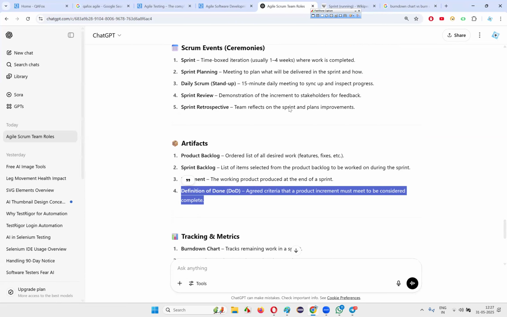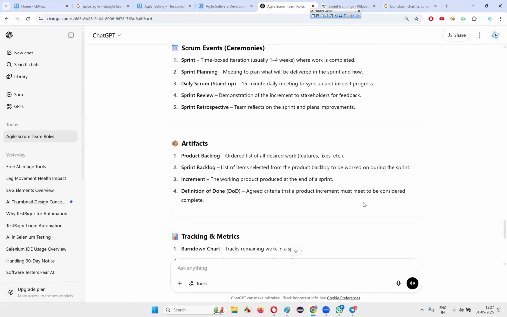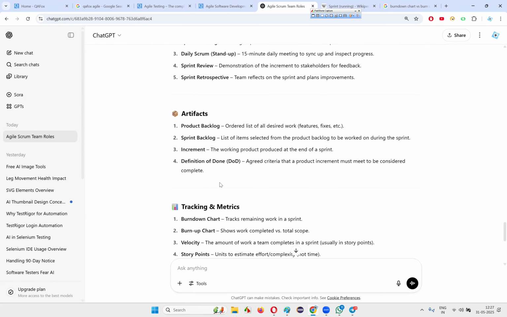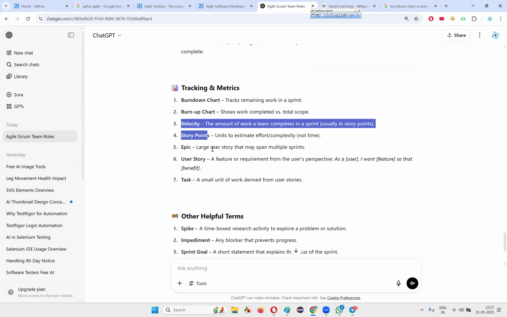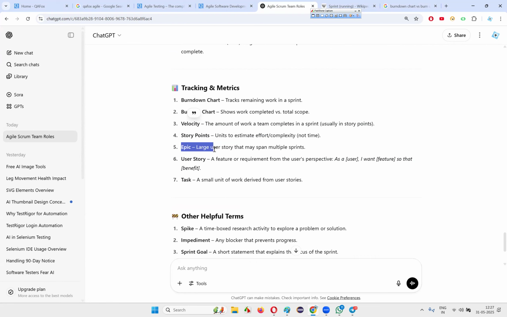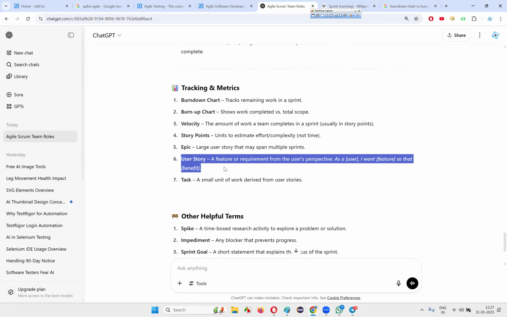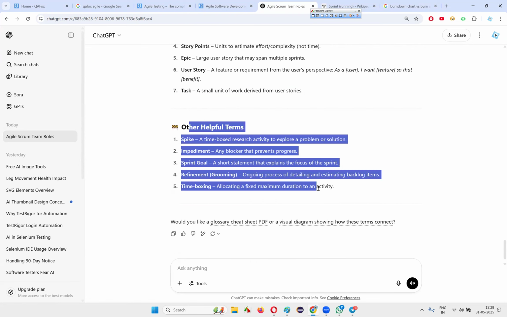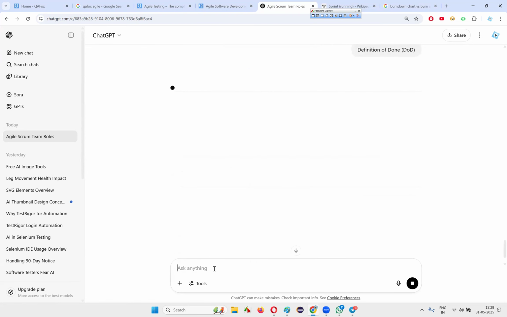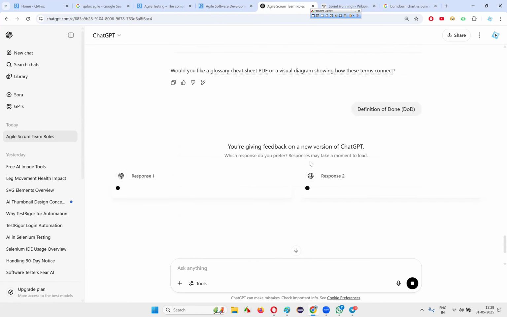Definition of done is another term: agreed criteria that a product increment must meet to be considered complete. Definition of done means it's completed. Who will decide the definition of done? Here a burn down chart is there, a burn up chart is there, and other things like velocity. I'll tell you what an epic is later. Story points are there, user story I mentioned, and task is also there. A lot of things are there here, so let's go with the definition of done first.